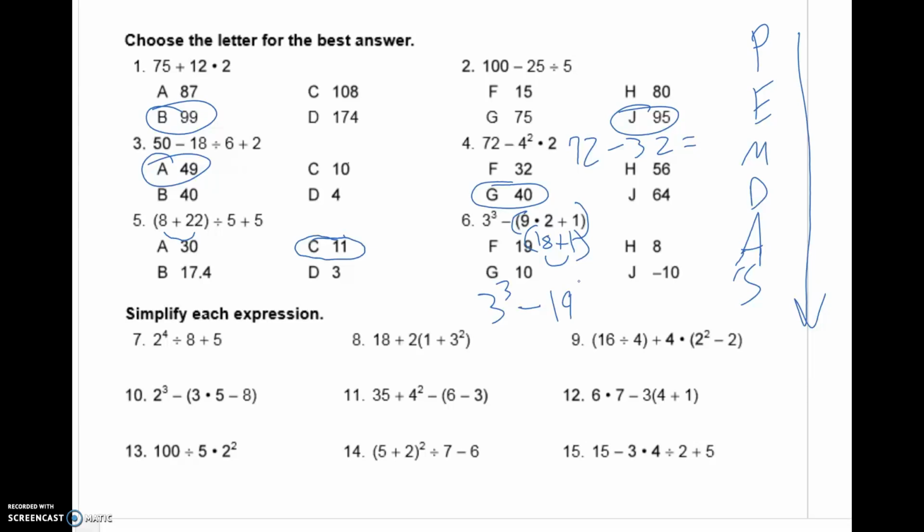Okay, if you need to pause it and make sure you understand how we get there, go ahead. All right. Okay, so 3 cubed is the same thing as 3 times 3 times 3. The exponent tells you how many of the base, the 3's, you have. So 3 times 3 is 9, times our other 3 is 27. We still have a minus 19. So here we go right here. 27 minus 19 gives us 8.